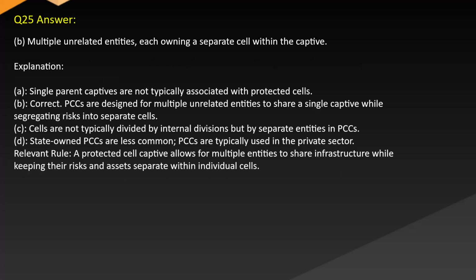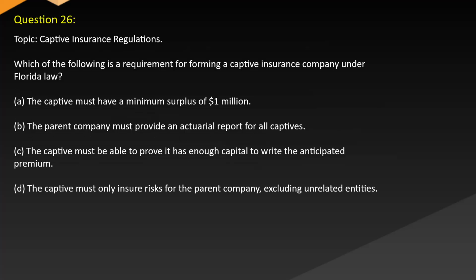Answer B. Multiple unrelated entities, each owning a separate cell within the captive. Explanation A. Single parent captives are not typically associated with protected cells. B. Correct. PCCs are designed for multiple unrelated entities to share a single captive while segregating risks into separate cells. C. Cells are not typically divided by internal divisions, but by separate entities in PCCs. D. State-owned PCCs are less common, and PCCs are typically used in the private sector. A relevant rule: a protected cell captive allows for multiple entities to share infrastructure while keeping their risks and assets separate within individual cells. Question 26.